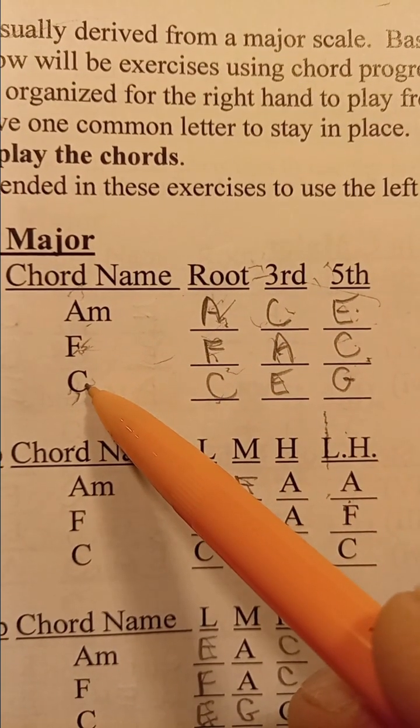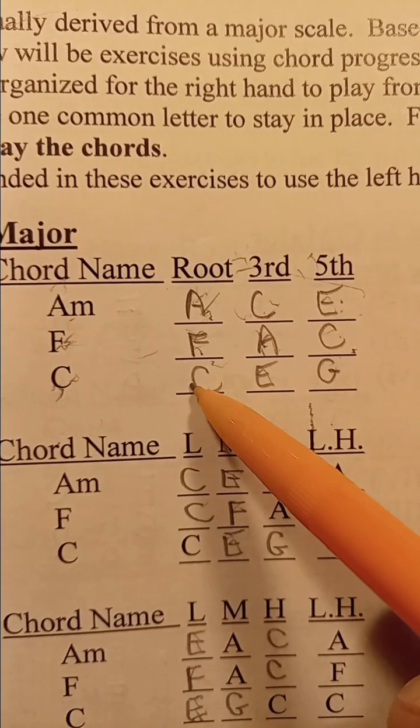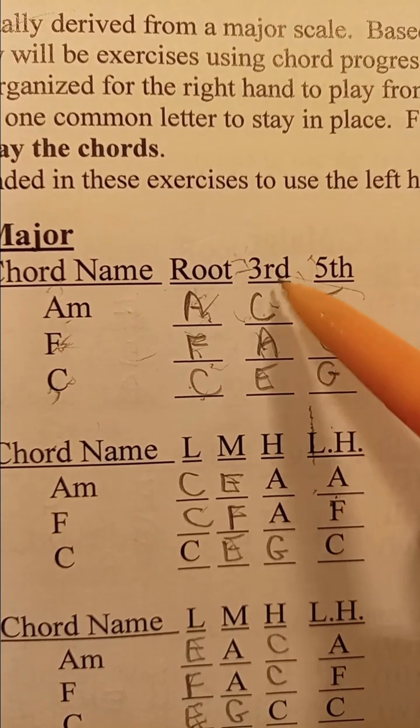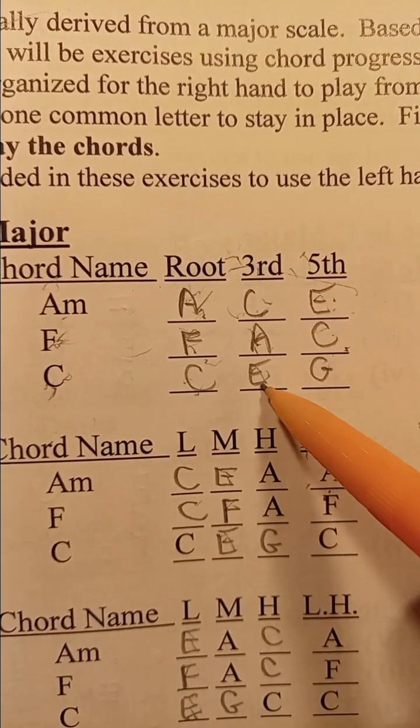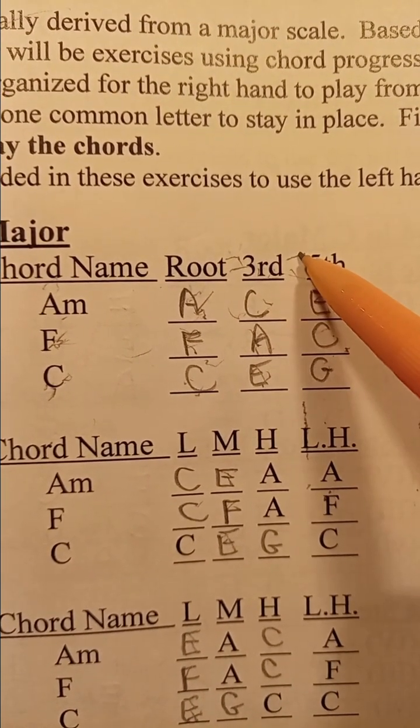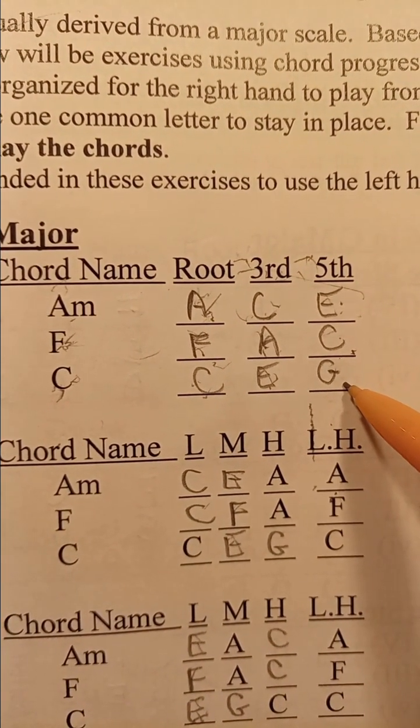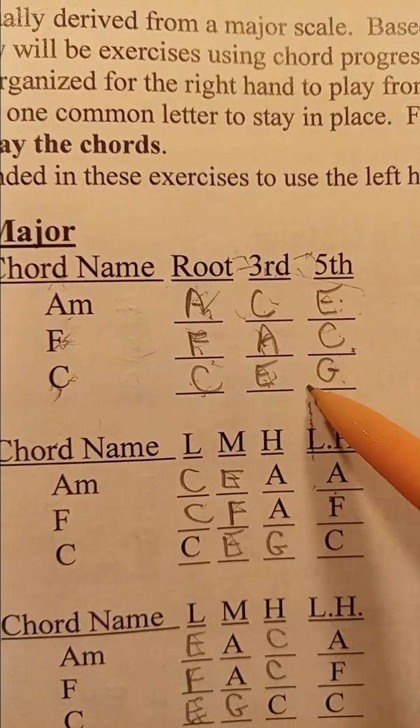The C major chord would have its root in C, and with D as the second, the third would be E, and with C as the root and E as the third, the fourth would be F, and the fifth would be G. So the C major would be C, E, G.